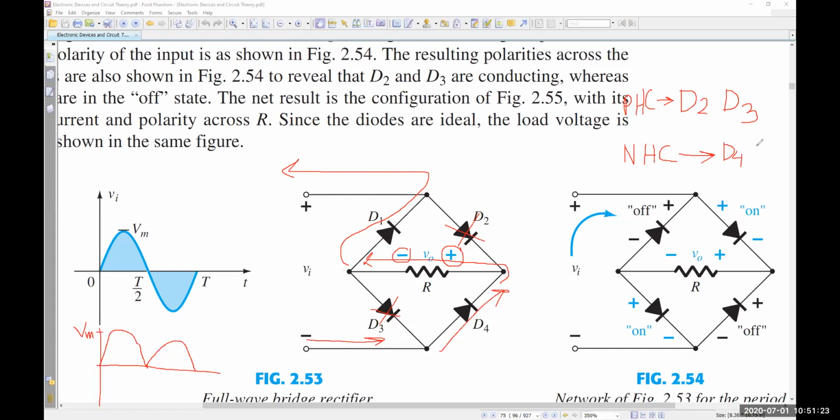So your D4 and D1 will be conducting. For the positive half cycle, your D2 and D3. For the negative half cycle, your D4 and D1 will conduct. And in both cases, your resistor will have the same direction. That's why your output will have the same direction as well. In this case, this is VM, this is VM. In this case, this was minus VM, but the output is positive VM. Understood?